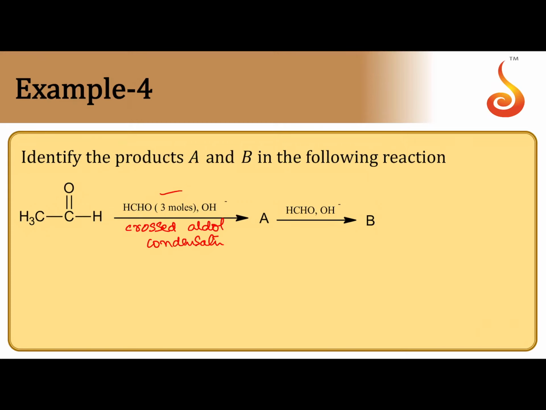Second one, after the involvement of 3 alpha hydrogens, we will get the product without any alpha hydrogen. Under these conditions, again it is reacted with another formaldehyde, then this is crossed Cannizzaro reaction. So now first of all, display all 3 alpha hydrogens.